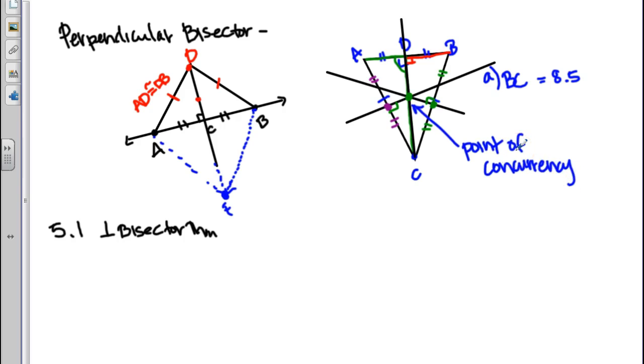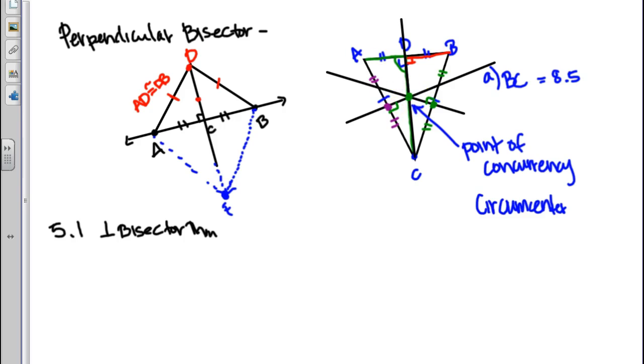And when we're talking about the perpendicular bisector intersecting, it can be in the middle, it can actually be on the triangle, or it can be outside the triangle. This is called the circumcenter. All right, so there's the circumcenter.